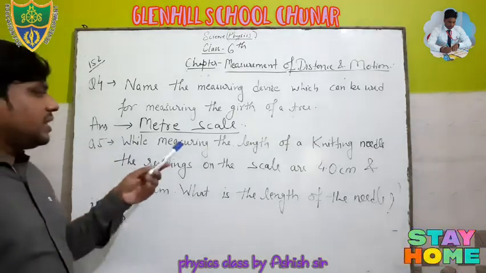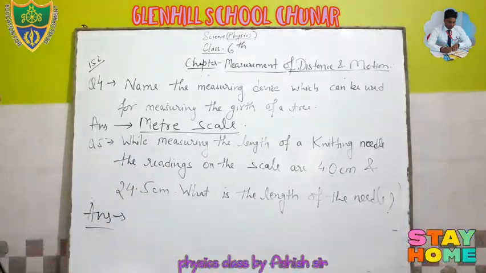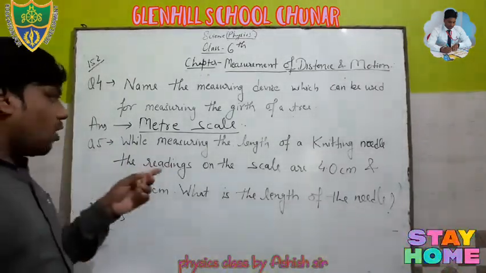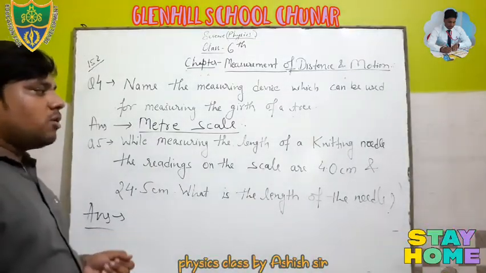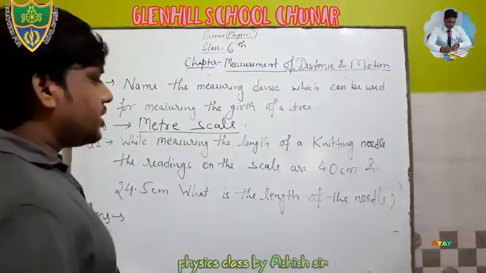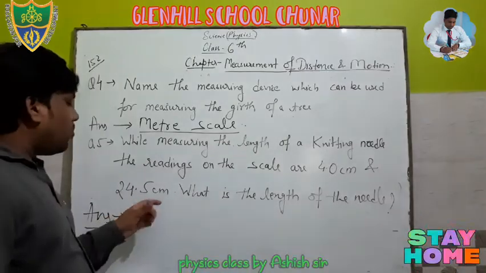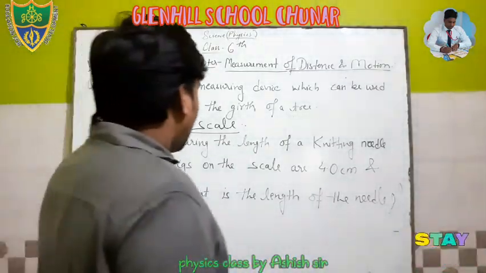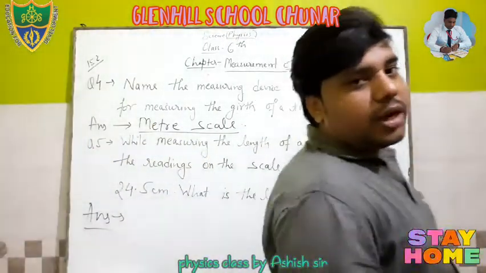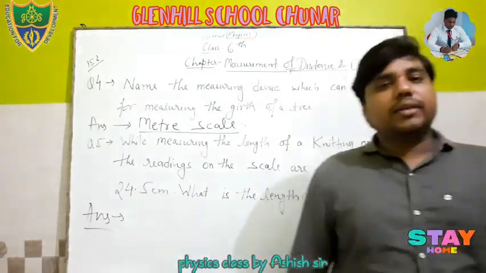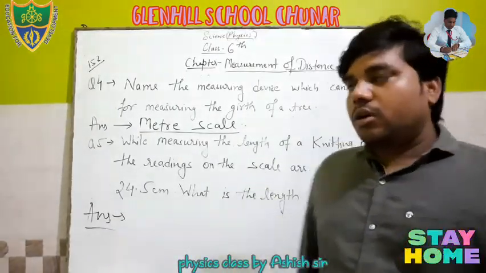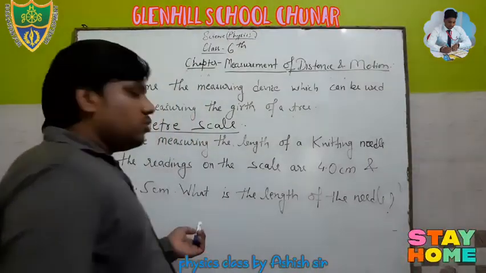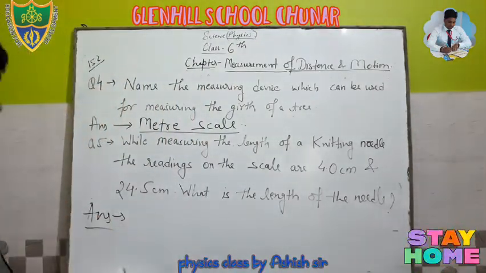And the second question is, while measuring the length of a knitting needle, the readings on the scale are 4.0 centimeter and 24.5 centimeter. Now, what is the length of the needle? So, this is a problem sum, so you can do this.